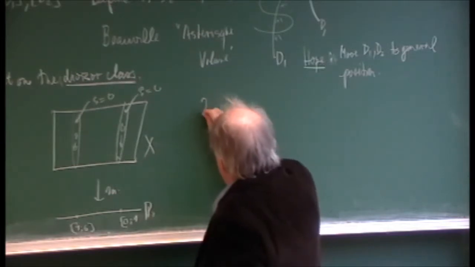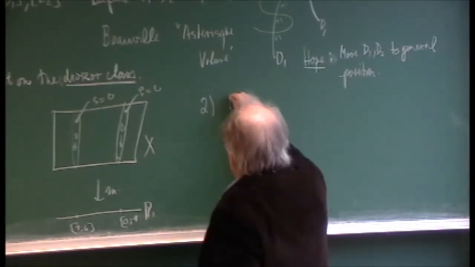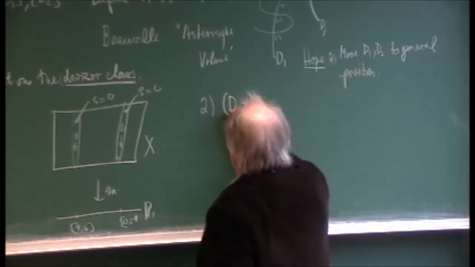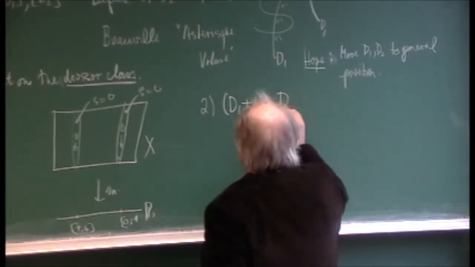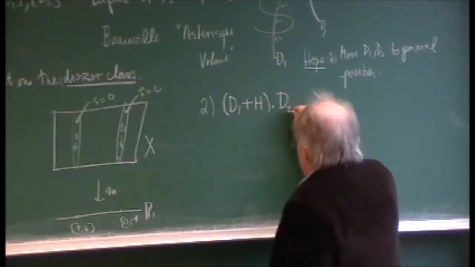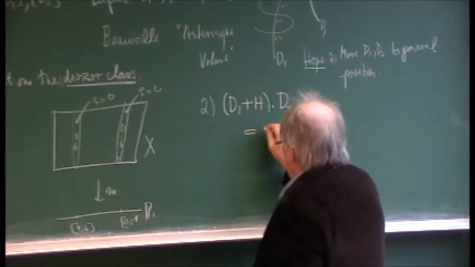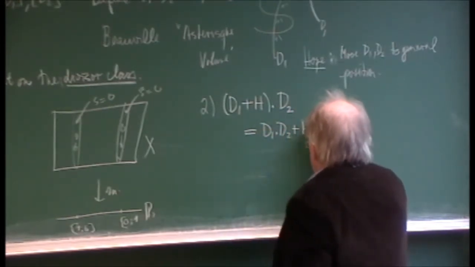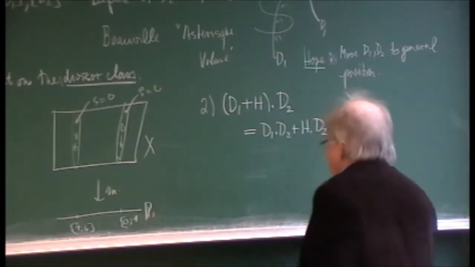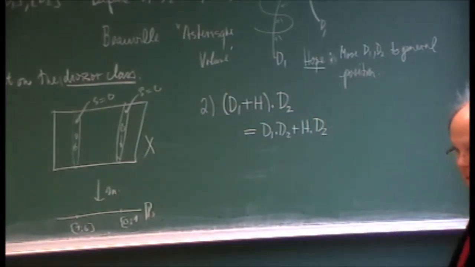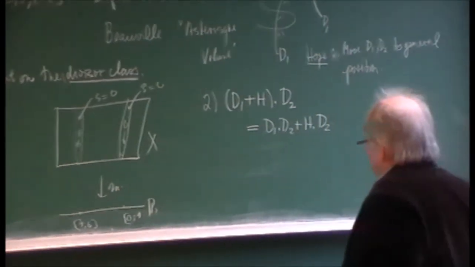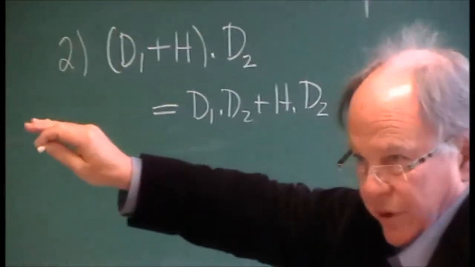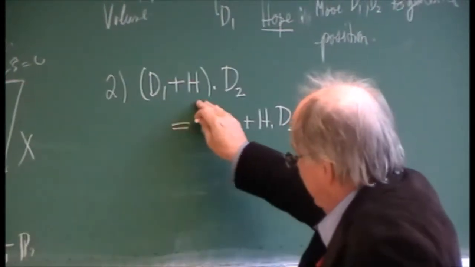So what you do is, you do the following. You write D1 plus H D2. I'm going to tell you what H is in a minute. Whatever it is, this has to be bilinear: D1 D2 plus H D2. If this is true, and this must be true, it has to be a bilinear theory, yeah? Then I'm allowed to do this.